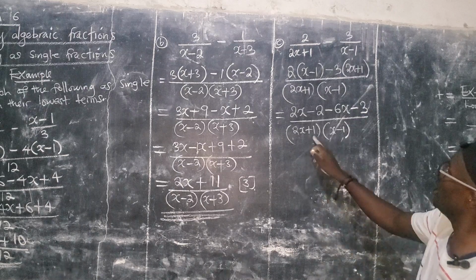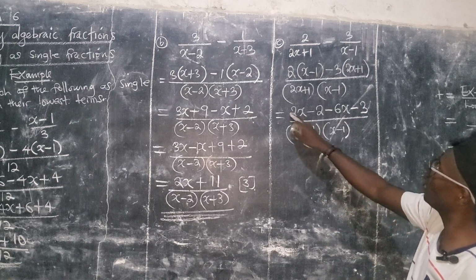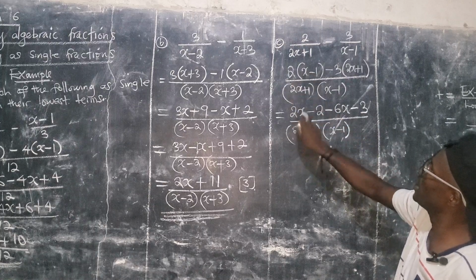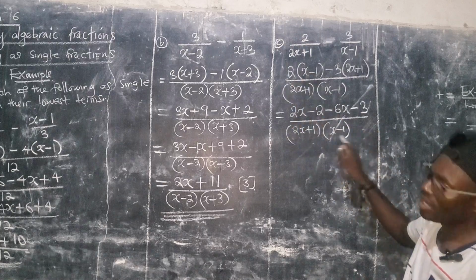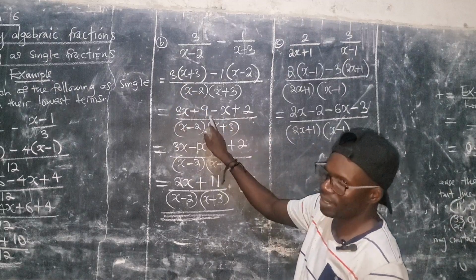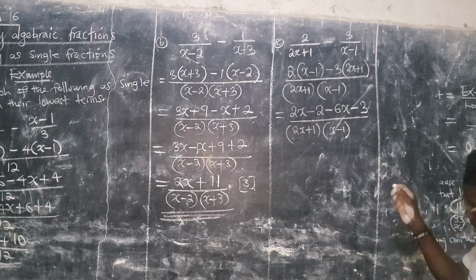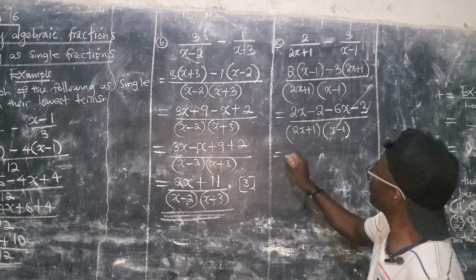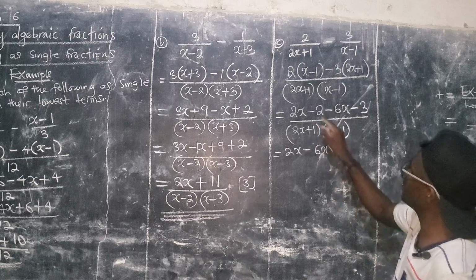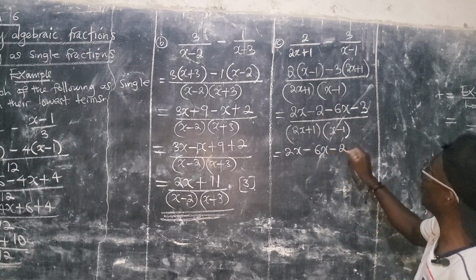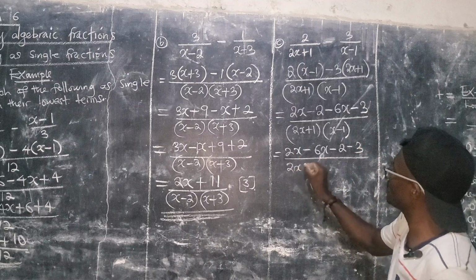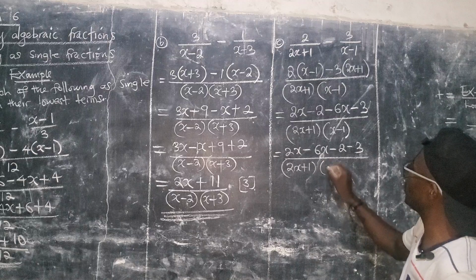Where? Here? No, we're not going to put the bracket. We're opening up the bracket side. After I multiply this times this 2x, this times this, I've opened up the bracket, the same way I did here. Then from there now we collect the like terms. Which is 2x minus 6x, minus 2 minus 3, over 2x plus 1 and also x minus 1.